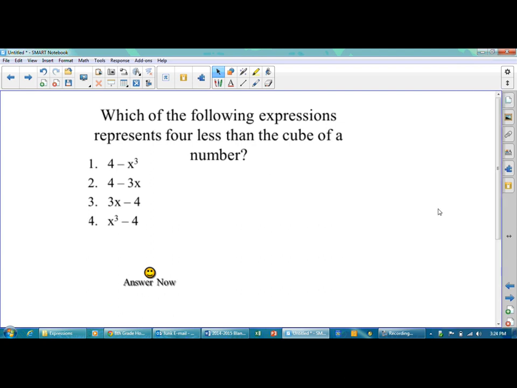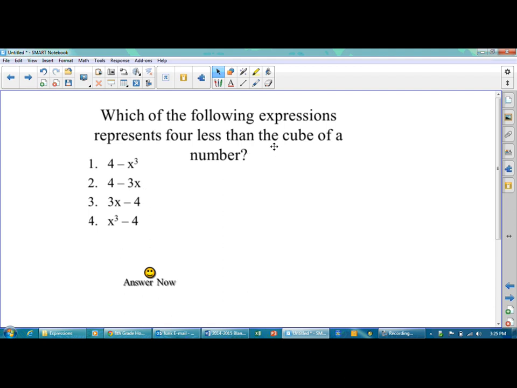Last one. Which of the following expressions represents 4 less than the cube of a number? Alright, again, 4 less than means minus 4. Since it's subtraction, we have to actually respect the order. So it's got to end with minus 4. So it can't be 1 or 2.